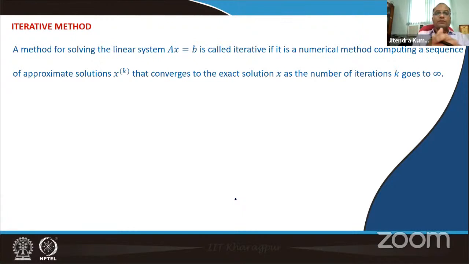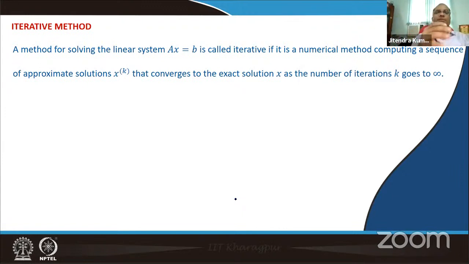a method for solving the linear system Ax = b is called iterative if it is a numerical method computing a sequence of approximate solutions x_k. As I said before, what are iterative methods? We start with some initial values, that is the initial guess for the solution itself, but that can be a very rough guess. Sometimes we start with 0 0 0 or 1 1 1, something.